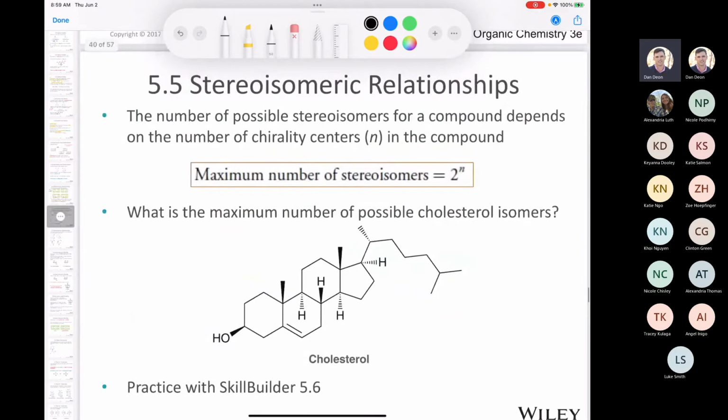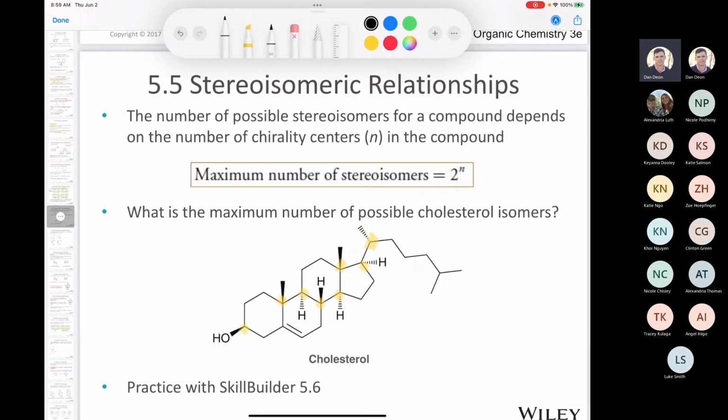What about cholesterol? How many possible stereoisomers would there be for cholesterol? Well, it might take you a second, and hopefully you've taken the time to go through the slides before coming to class, and you've tried this, but we have a stereocenter here. We have another one here, here, here, here, here, here, and here. So that means we have 1, 2, 3, 4, 5, 6, 7, 8 stereocenters.